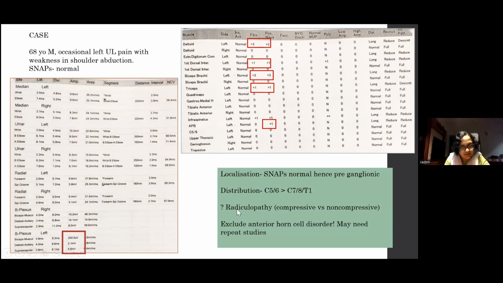So yes, it could be a radiculopathy. And multiple levels, and we need to image to make sure there is no compression, or it could be a non-compressive radiculopathy, less likely. But it's also important to think whether this could be an evolving anterior horn cell disorder, because there are multiple levels that are involved, and it is preganglionic. So preganglionic could be root or motor neuron, but at multiple levels, it's a little unusual to be just root. We have to exclude root, obviously. And if root is normal on imaging, then the next question really is whether this could be an evolving anterior horn cell disorder, in which case you may need to repeat the studies.